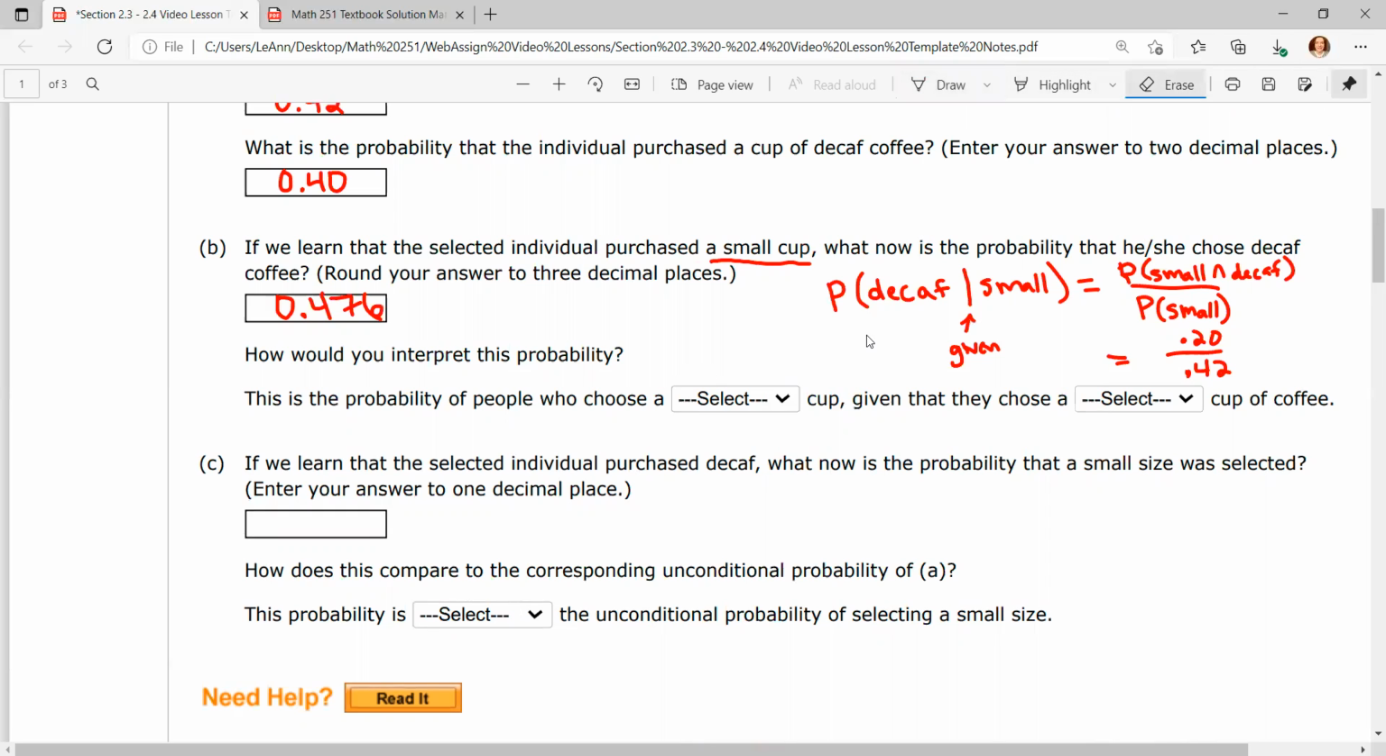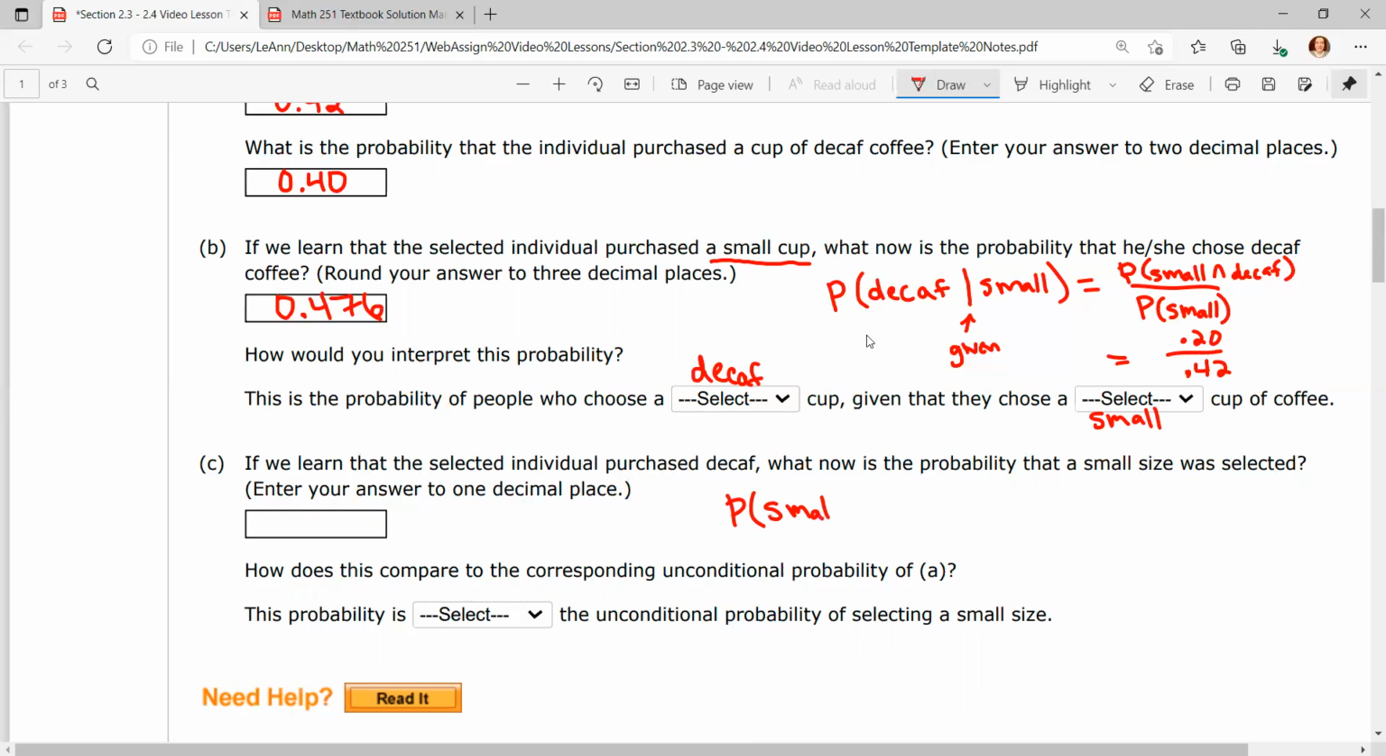So yeah, it was decaf or regular for this blank. So they chose a decaf cup, given that they had already chosen a small cup. Okay. Now let's think about that differently. If we learned that the selected individual had purchased decaf, what is the probability that it was small? So this is the conditional probability the opposite way.